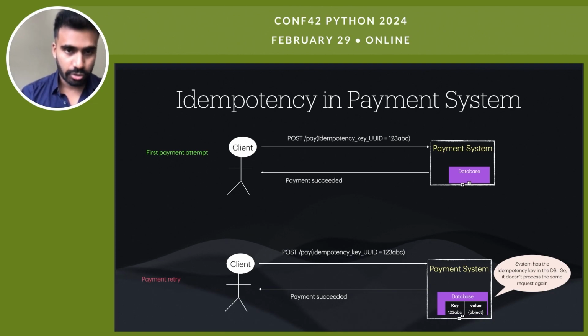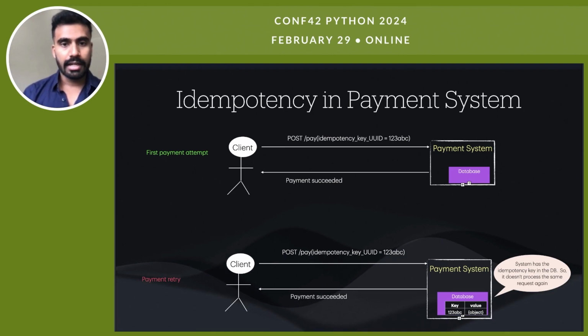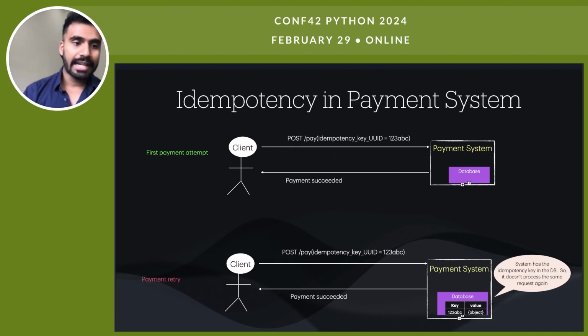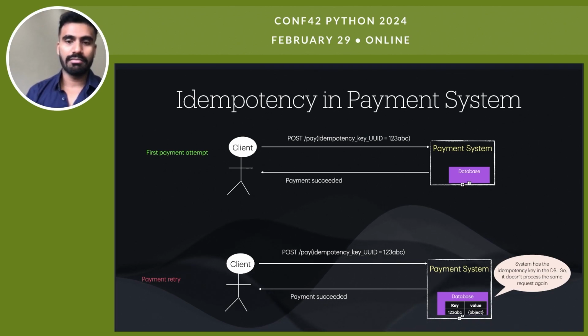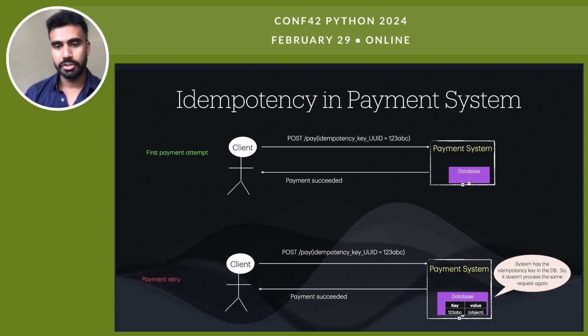So let's assume that is sorted out, and every unique request coming from a specific client will have an idempotency key. It's like a UUID. I gave that example, 1, 2, 3, ABC. When the first payment is made, that gets entered into the database. When the second attempt, the payment retry, happens, the backend system checks whether there is any entry in the database. It's like a simple key value. It can be a map or any key value store like a Redis cache or whatever. Again, that's a design choice.